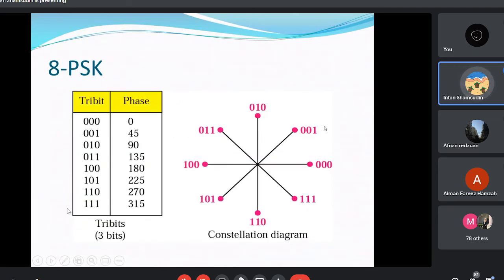And then this one is 3 bits. Right, akan ada 3 bits, right? So for phase 0 is this one. 0 degree. Okay, and then 0, 0, 1 akan tambah 45 degree. Okay, kalau you tengok kat sini 45 degree lah. So kalau 0, 1, 0 is 90 degree, right? And so on.